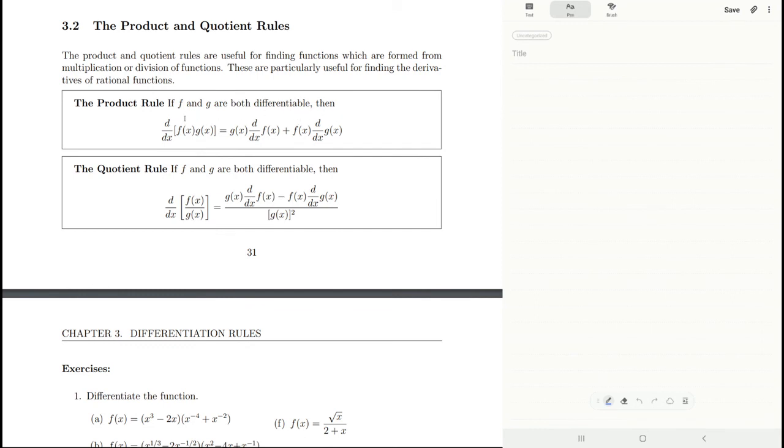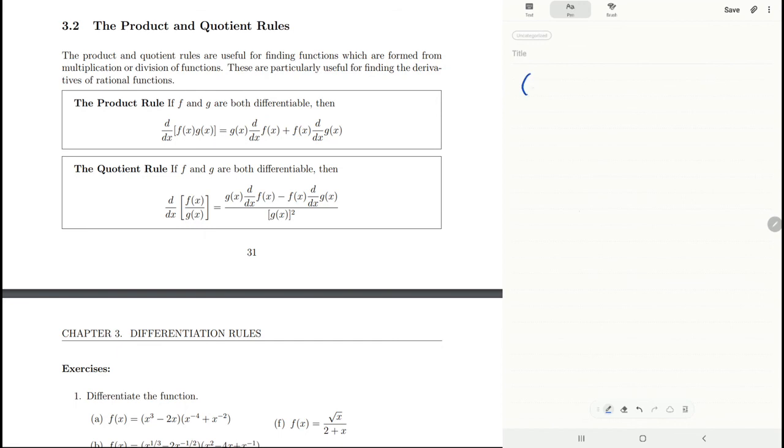So we differentiate each function separately, and then we multiply it by the other function, and then we add these two results together. Now the quotient rule says that if we have f and g, which are both differentiable, then the derivative of f of x divided by g of x is given by this formula. We have g of x times the derivative of f minus f times the derivative of g, all divided by g squared.